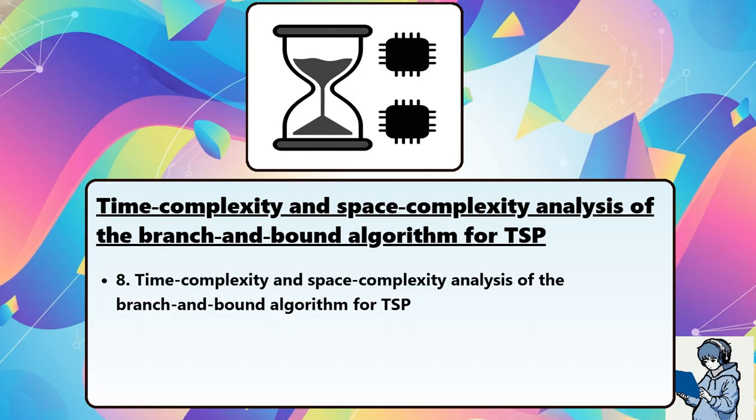Section 8, time complexity and space complexity analysis of the branch and bound algorithm for the traveling salesman problem. Subsection 8.1, worst case time complexity.